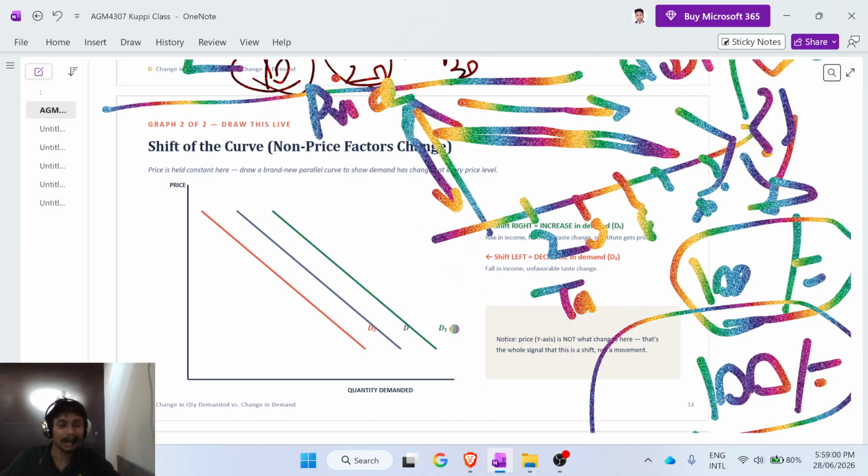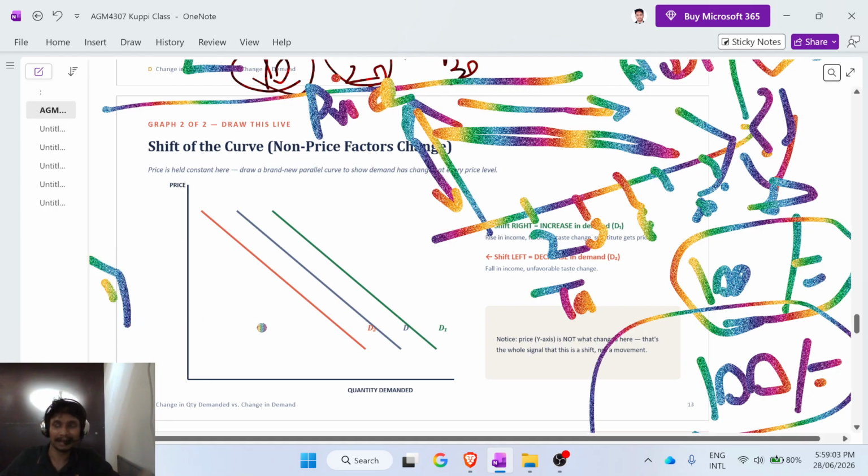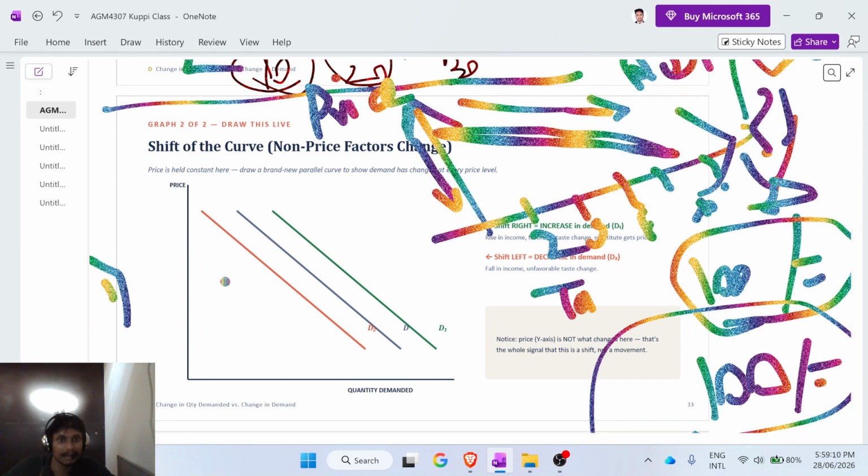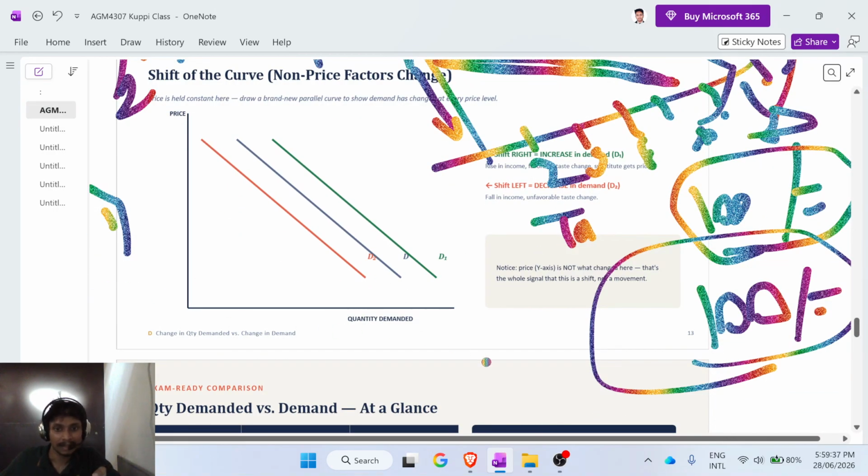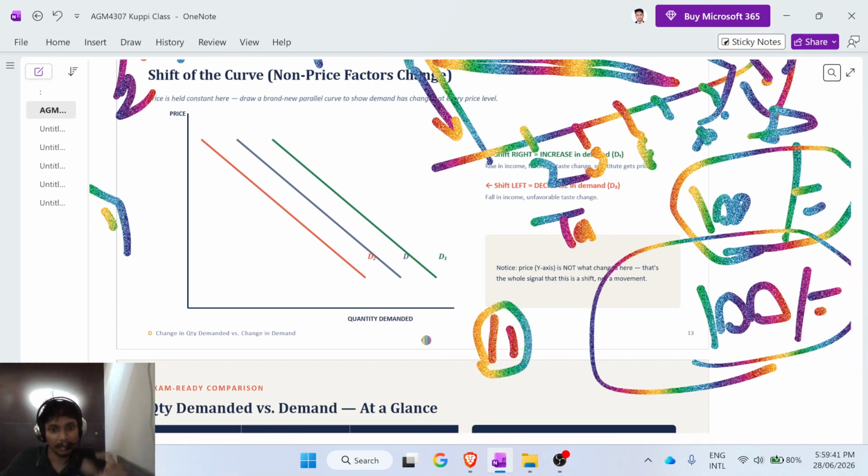One example is taste. Another example: you are working in an IT company and your salary is 50,000. Now the company gives you a promotion and your salary becomes 2 lakhs. Now your income changes. While you were getting 50,000 salary, the price of the pizza was 1,000 rupees.